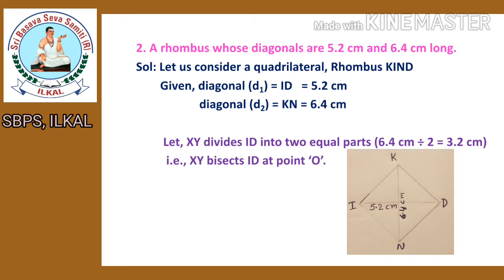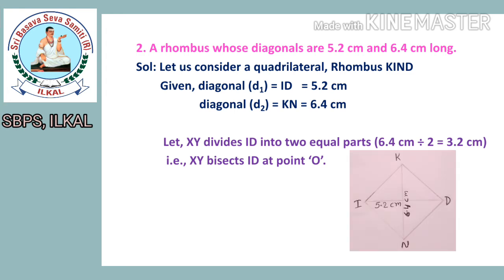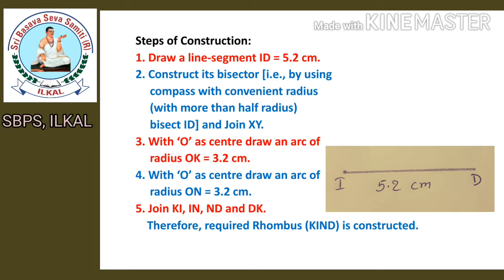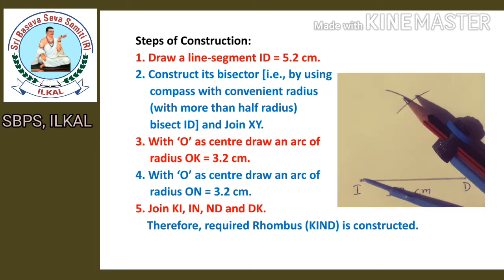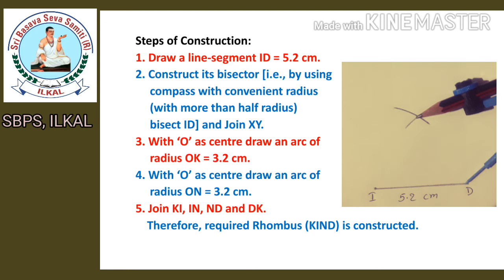Let XY divide ID into two equal parts. That is, 6.4 cm divided by 2 is equal to 3.2 cm. That is, XY bisects ID at point O. Let's construct this rhombus along with the steps. First step, draw a line segment ID equal to 5.2 cm. Second step, construct its bisector. That is by using compass with convenient radius.